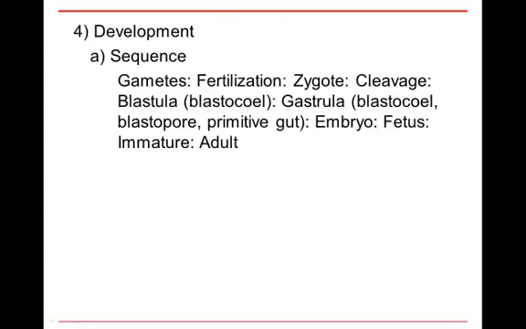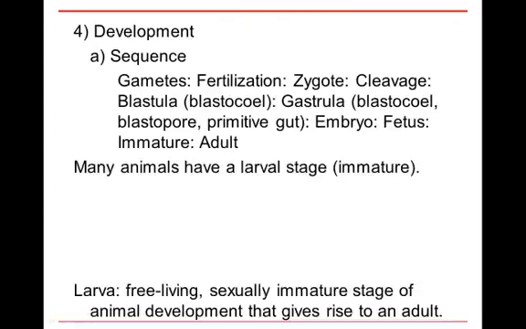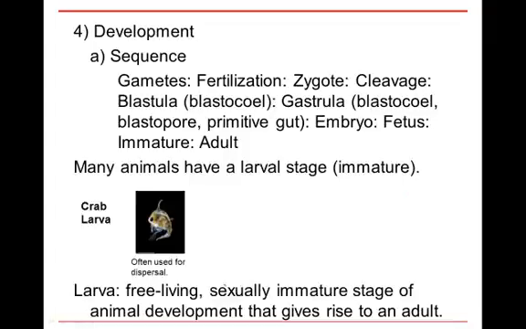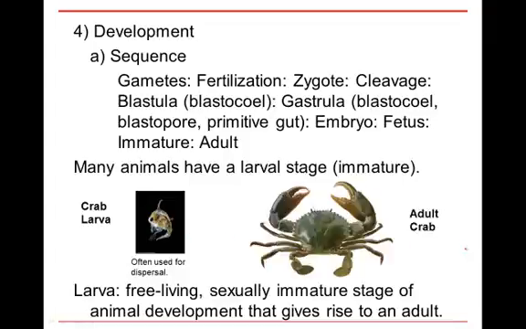Now there's a whole series of terms here. I'm going to show them to you on a subsequent slide, so we're going to skip them for now, but I'll come right back to them on the next slide. But many animals have a larval stage. For example, here's a little crab larva, and in the case of the crab, it's used for dispersal. We can see down here on the bottom of the slide the definition of larva. It's a free-living, sexually immature stage of animal development that gives rise to an adult. In this case, our immature crab larva would give rise to an adult crab.